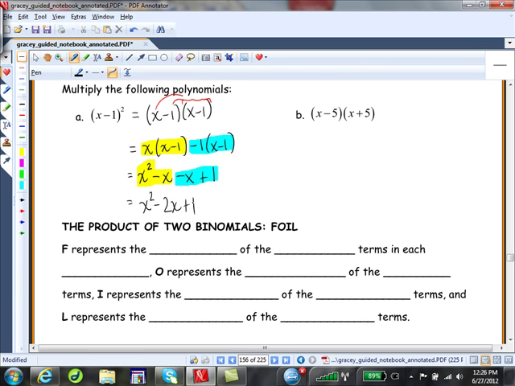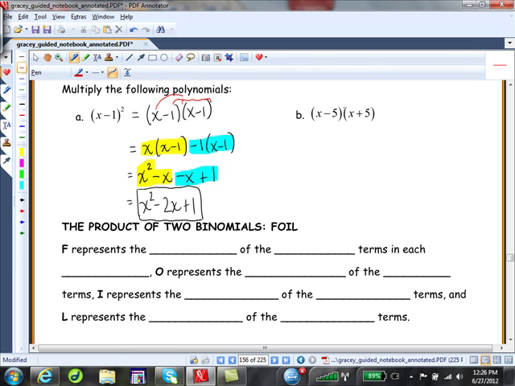Okay, what I'd like to bring your attention to is that we ended up with a trinomial with 3 terms. We did not end up with x squared minus 1 squared, which I bet a lot of you guys might have done, something like that. So just be careful. Okay, so let's see what happens with this one.